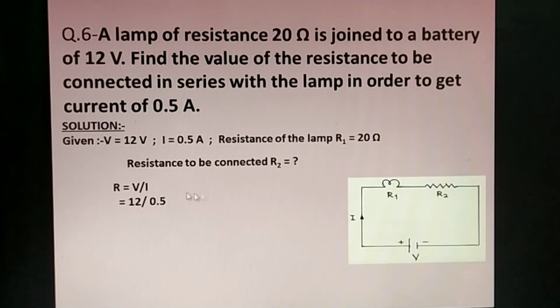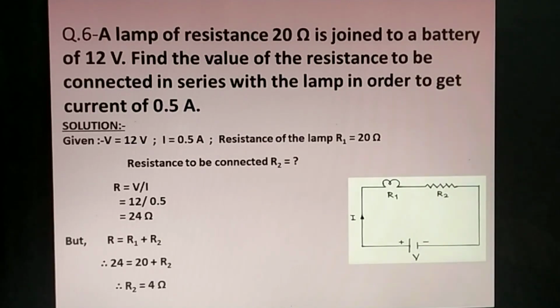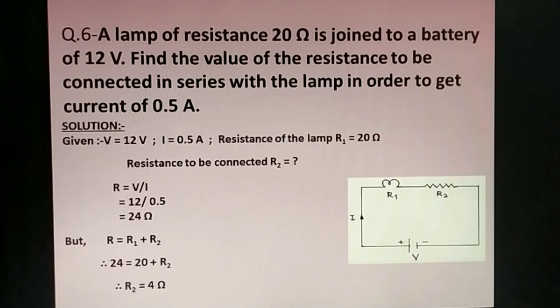It is given in the question, and you have to find out the resistance to be connected, that is R2. इसको हमें find out करना है. So as per the formula R is equals to V by I हमने put up करा, and after substituting the values we will get V upon I, that is 12 by 0.5 is equals to 24 ohm. We get the total resistance.